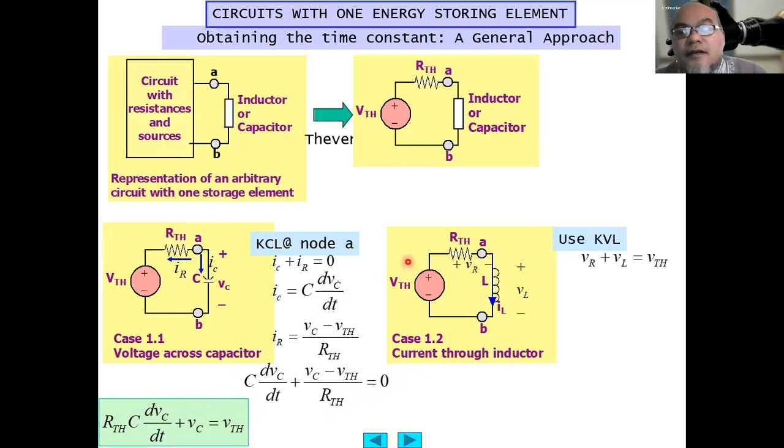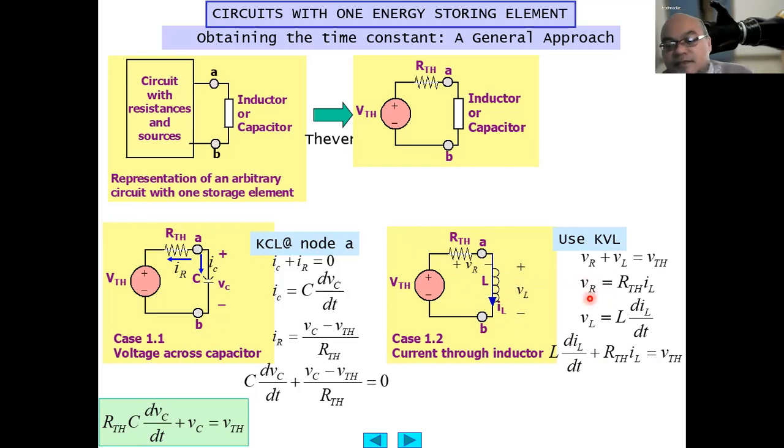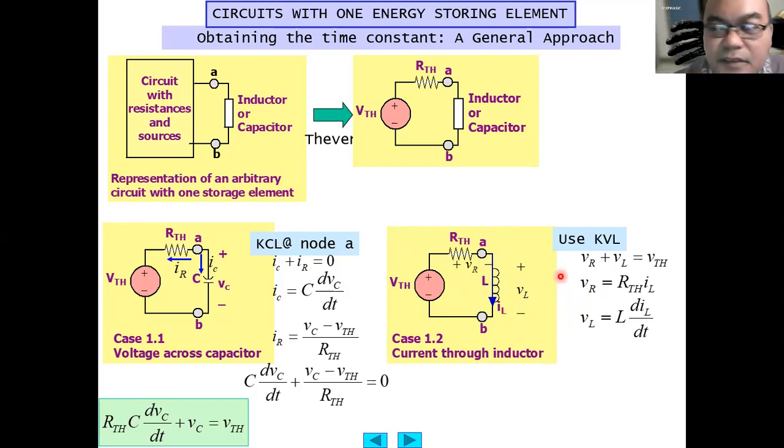In the inductor case, you use KVL, Kirchhoff's voltage law. VR plus VL equals VTH, since VR equals the Thevenin resistance times the inductor current IL, while VL you can calculate using the differential form of the inductor's law. VL equals L dIL/dt.